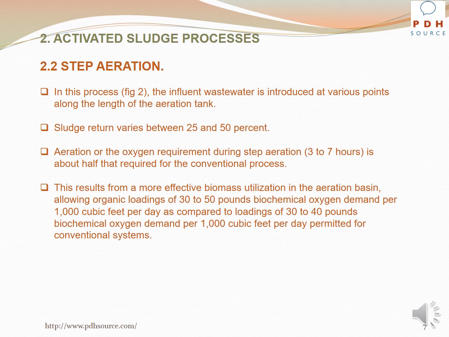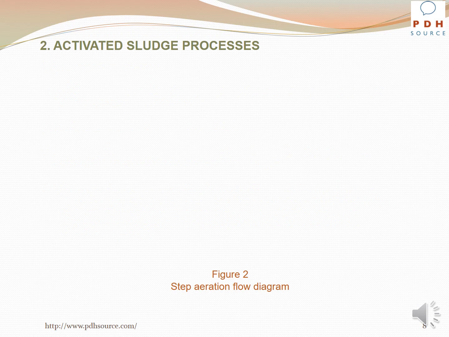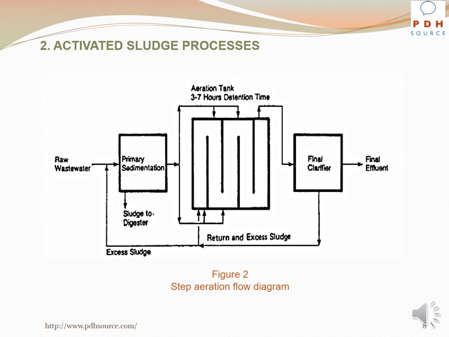In this process, step aeration, the influent wastewater is introduced at various points along the length of the aeration tank. Sludge return varies between 25 and 50%. Aeration, or the oxygen requirement during step aeration, 3 to 7 hours, is about half that required for the conventional process. This results from a more effective biomass utilization in the aeration basin, allowing organic loadings of 30 to 50 pounds biochemical oxygen demand per 1,000 cubic feet per day as compared to loadings of 30 to 40 pounds biochemical oxygen demand per 1,000 cubic feet per day permitted for conventional systems. Figure 2 is a schematic diagram of the step aeration flow diagram.